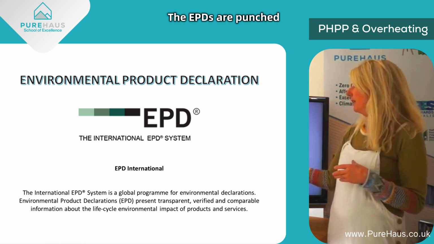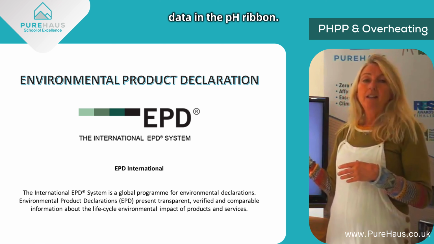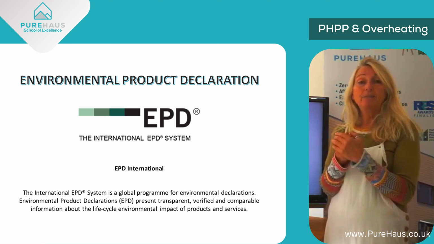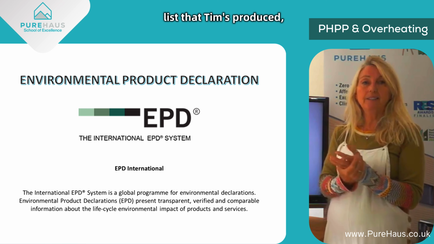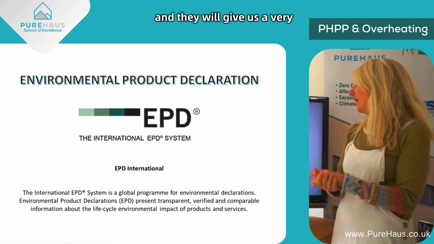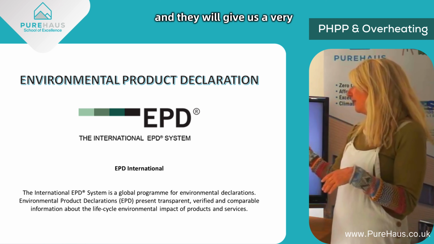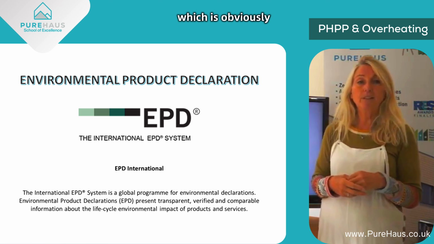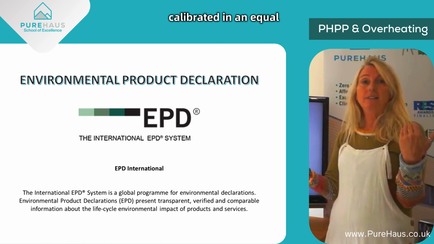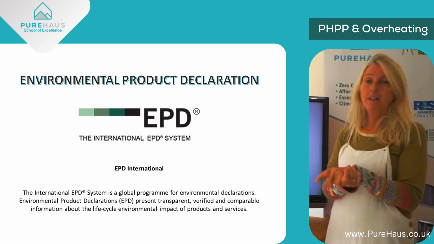The EPDs are punched back into the data in the pH ribbon. We can add EPDs, we can add our own if they're not already on the list that Tim's produced, and they will give us a very confident strategy of what that product will do, which is obviously calibrated in an equal playing field way.